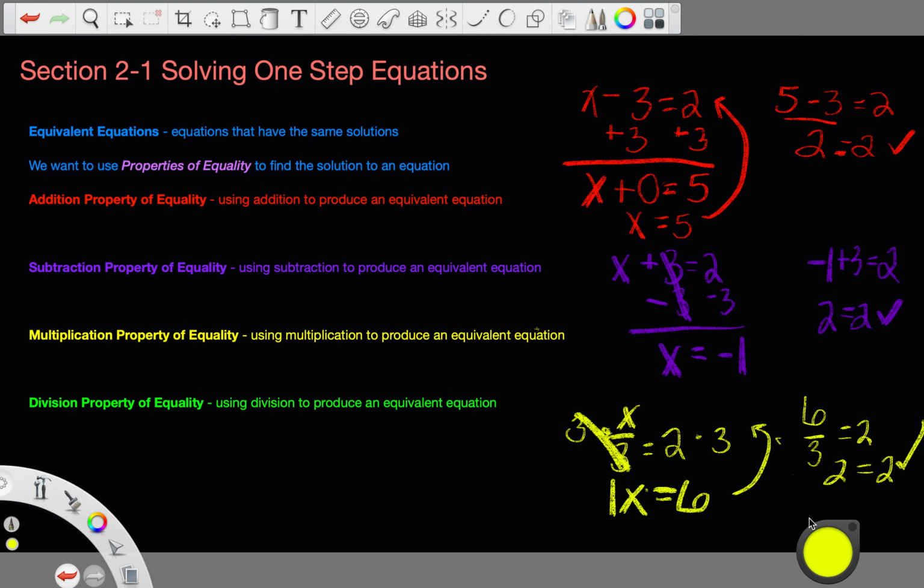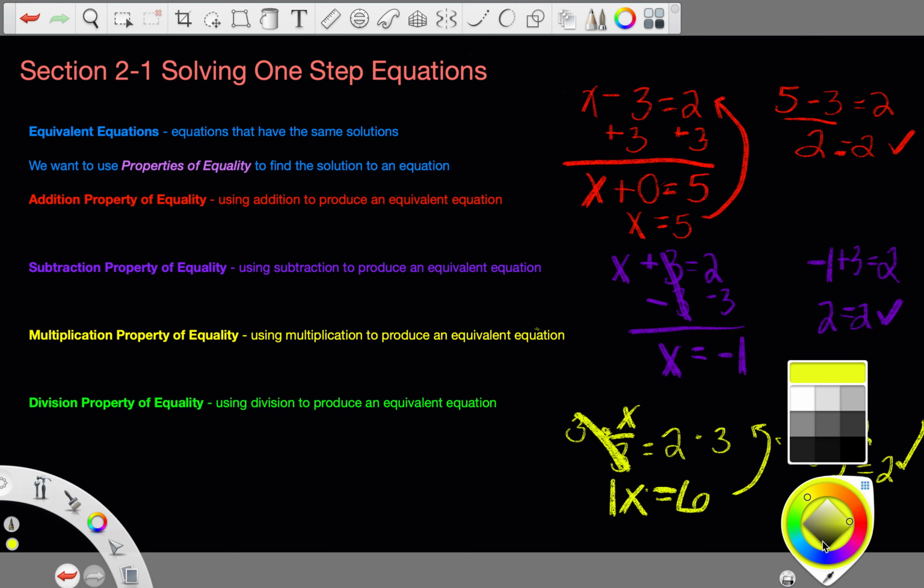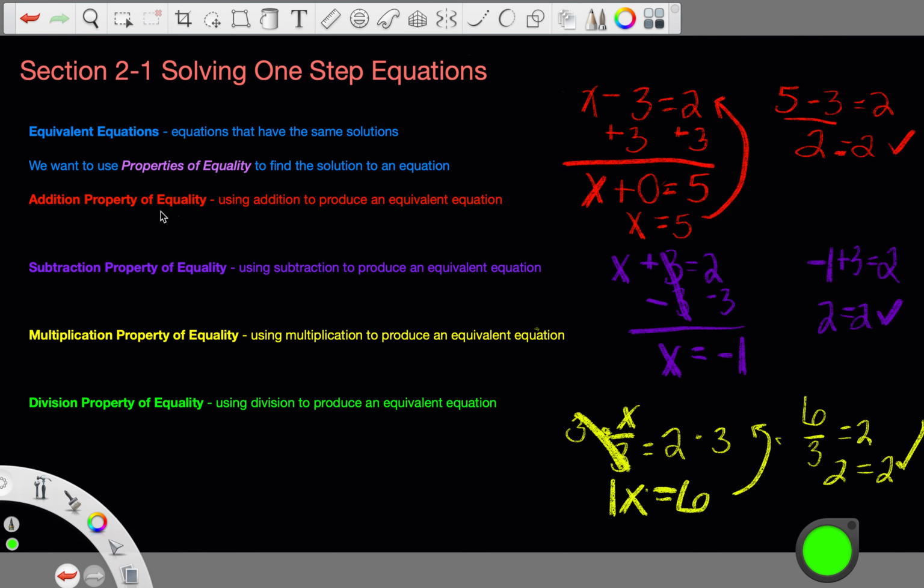Lastly, we have the division property of equality. And the equation I'm going to be using is 5x equals 20. Okay? So when we have two terms written next to each other like this, it is a multiplication problem. 5 times x, 5 multiplied by x. So we want to get this 5 away from the x because we need to isolate the x. So we need to use the inverse operation of multiplication, which is division. Okay? Divide 5 on both sides.